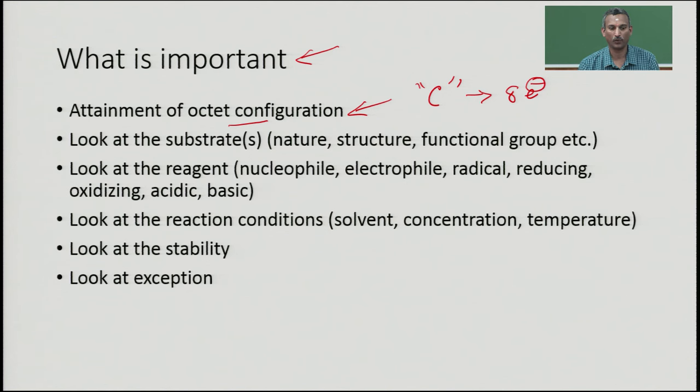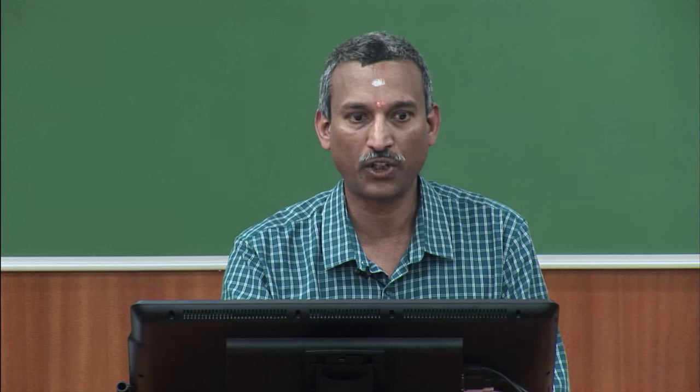And when we look at the substrate, as we have mentioned, the nature of the substrate matters: whether it is a primary, secondary or a tertiary atom, which functional groups are present and what the structure is, whether it is a carbonyl group, an ester, an aldehyde, or an alcohol. All those things influence how the reaction actually proceeds. So, we will have to look at all these things in the substrate.